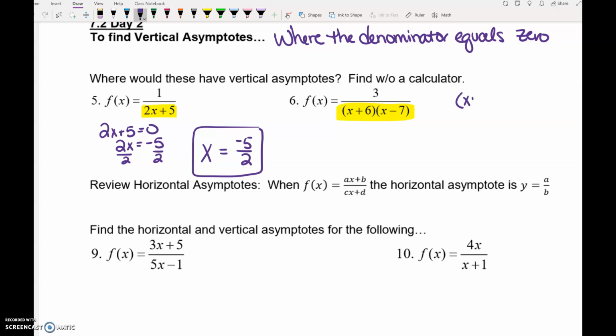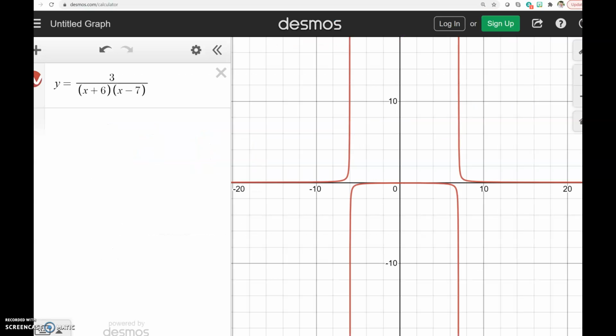If we put x plus 6 times x minus 7 equal to 0, if the first set of parentheses is 0, the entire thing is going to be 0. If the second set of parentheses equals 0, the whole thing's going to be 0. So this is going to equal 0 at negative 6 and at positive 7. If we plug this one in on Desmos, it has 2 vertical asymptotes. It has a vertical asymptote at negative 6. It also has a vertical asymptote at 7.